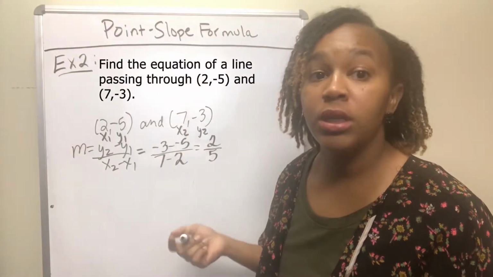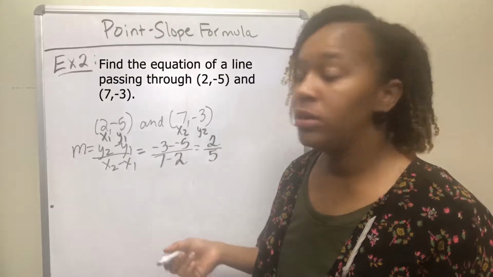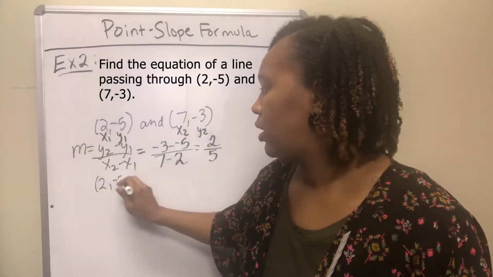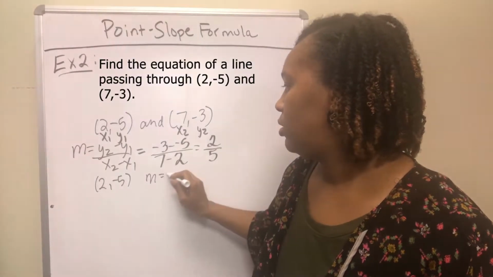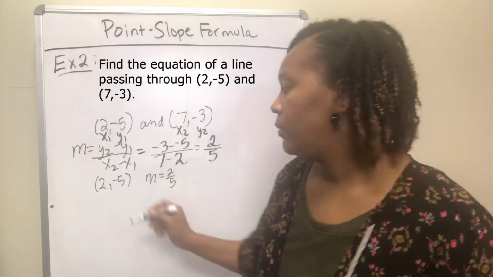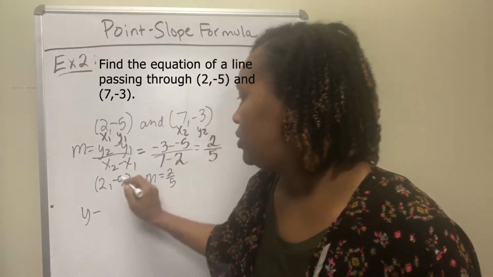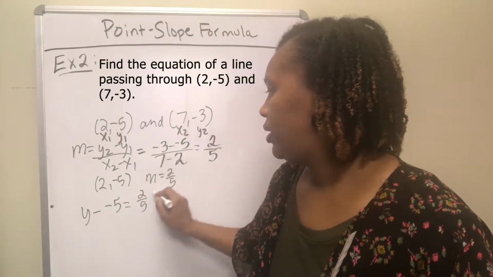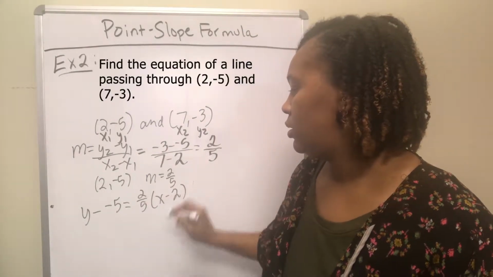You actually have 2 points, so you can choose which one you want to use. Since I already labeled this one x1, y1, I'm going to use that point, 2, negative 5, and I'm going to use this slope, 2/5. So now plug those into your point-slope formula. So y minus y1, which is negative 5, equal to m times x minus x1.